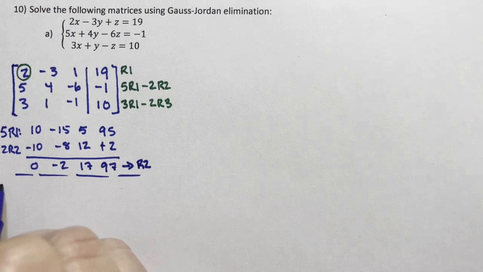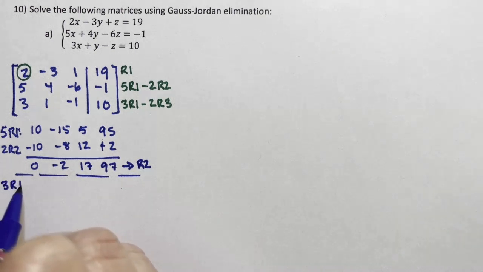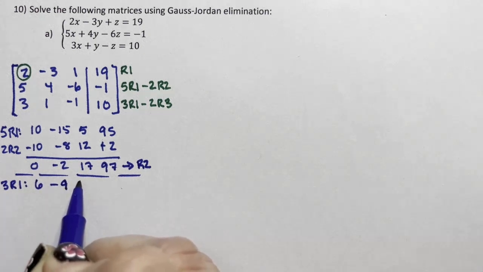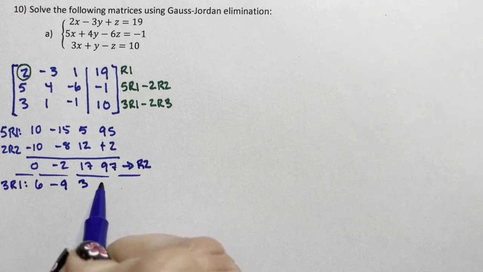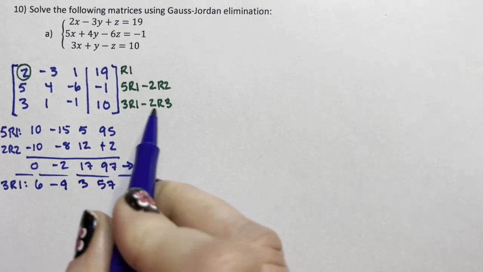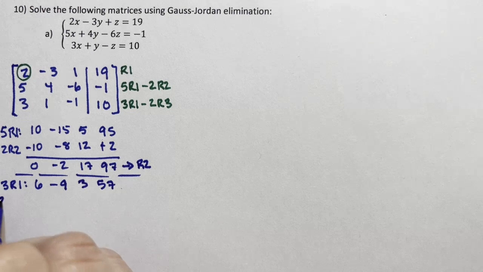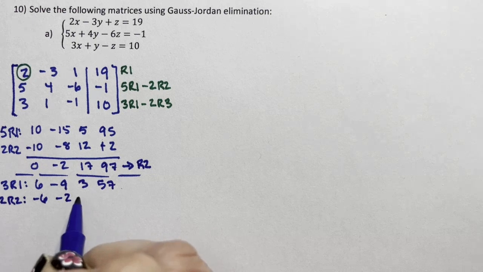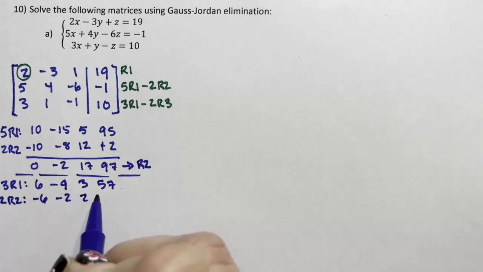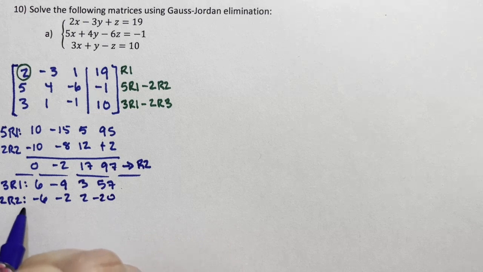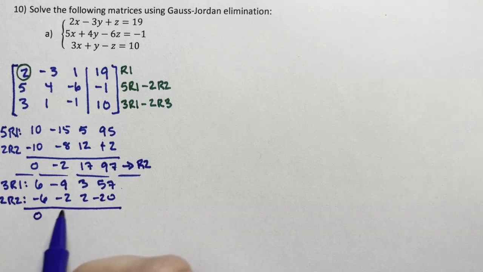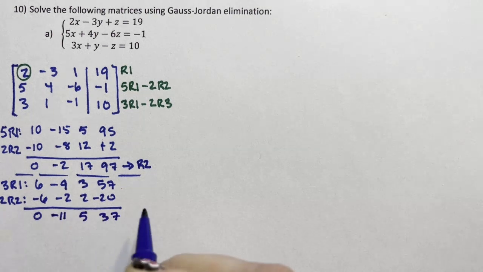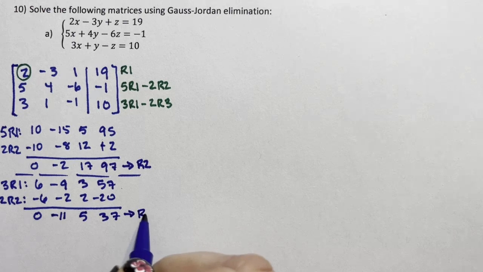Okay, next, I'm going to do 3 times row 1. So I'm going to get 6, negative 9, 3, and 57. And then negative 2 times row 3. I'm going to get negative 6, negative 2, positive 2, and negative 20, which will give me a 0, negative 11, 5, and 37. And this is going to go into row 3.